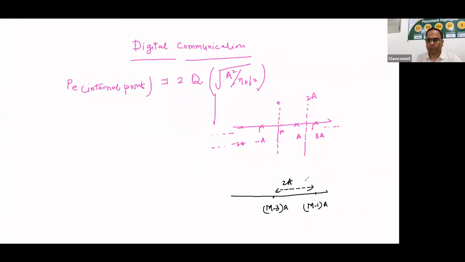Now, if we want to decide on M minus 1 A, what can we do? We can take the midpoint between M minus 3 and M minus 1 like this, and this midpoint can be written as M minus 2 into A. So what we can say now? We can say that if the received signal is in this region, then the decoded symbol should be M minus 1 into A, right?